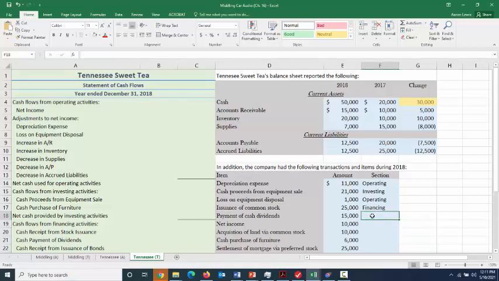We had the cash payment for dividends. Well, we paid $15,000 worth of dividends. That is a withdrawal account, and like all withdrawal accounts, that's going to go in the financing section, because that is a necessary cost of issuing your common stock.